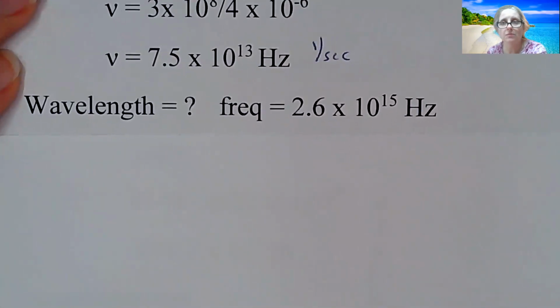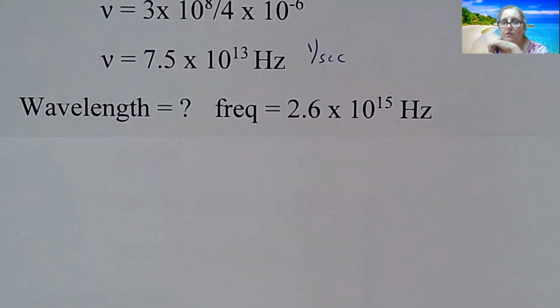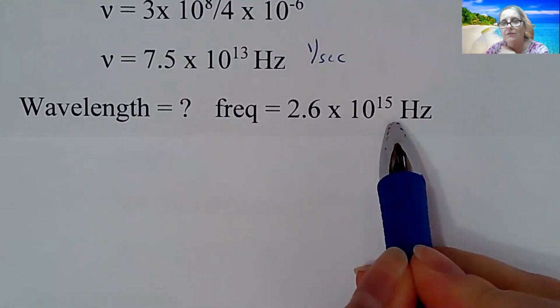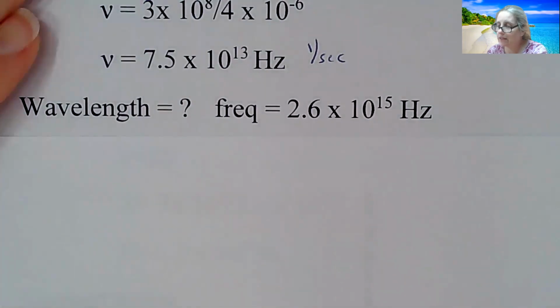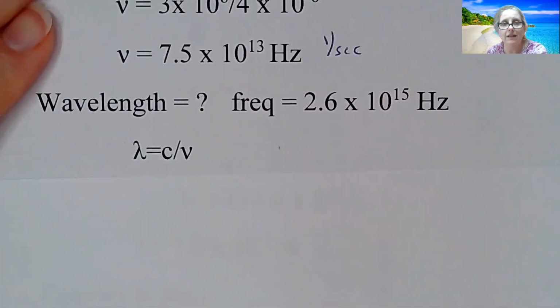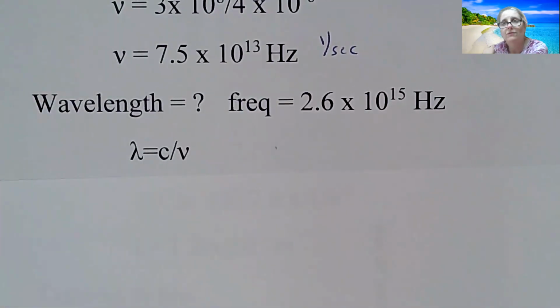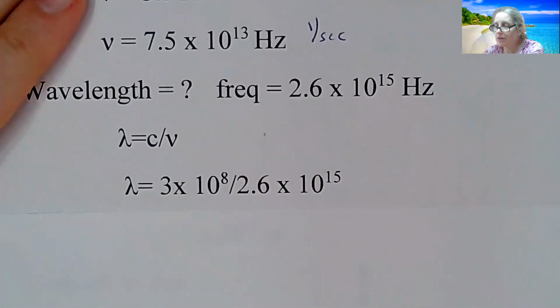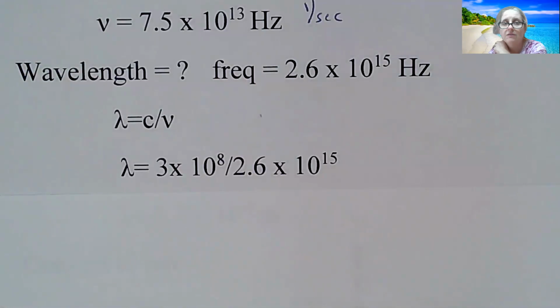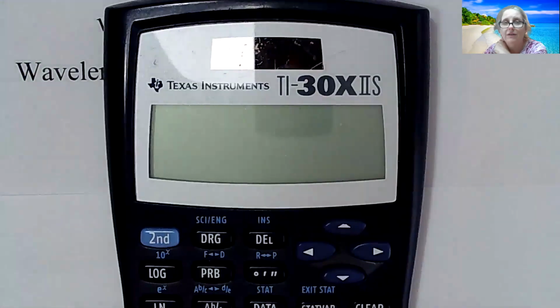So then the next problem you have on your sheet is frequency is 2.6 times 10 to the 15th. What is the wavelength? Again, you are always dividing into the speed of light, no matter what variable I give you, either the frequency or the wavelength. So that's going to be 3 times 10 to the 8th divided by 2.6 times 10 to the 15th.